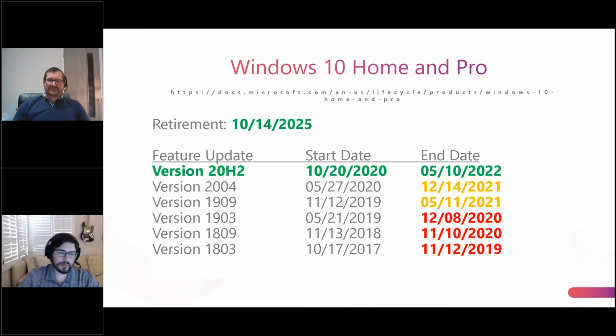And as recommended at this point, 2004 or later would be a great option to go with. Although, from what you see on this slide, even if you go to 2004, you've only got an additional 6 or 7 months or so until you'll have to upgrade again. So 20H2 is also available, of course. That is the latest revision.